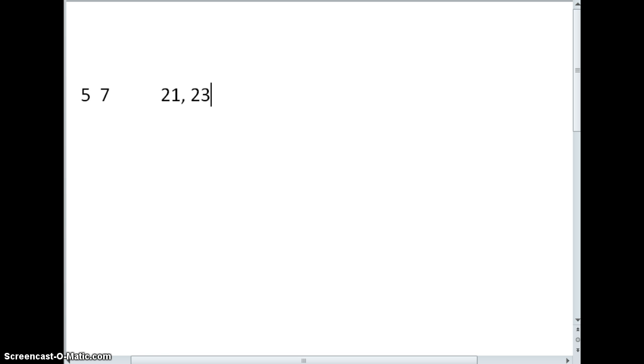It would be 23. So you can see a little pattern. Whatever you pick for the first one, the next odd number is 2 greater. So if you just picked any odd number, I'm just going to call it k, the next one would be 2 bigger, so it would be k plus 2.